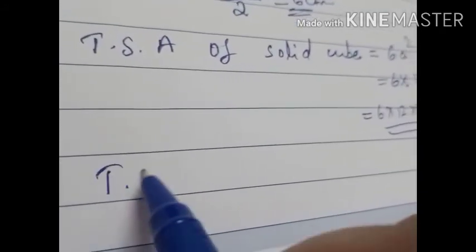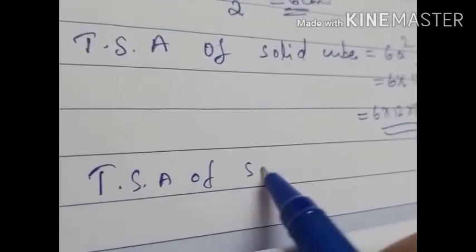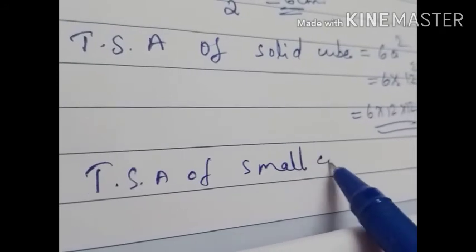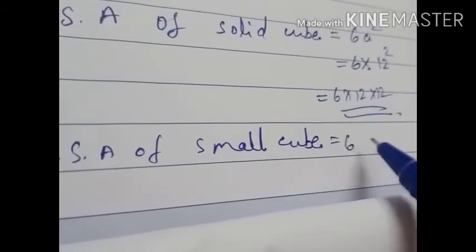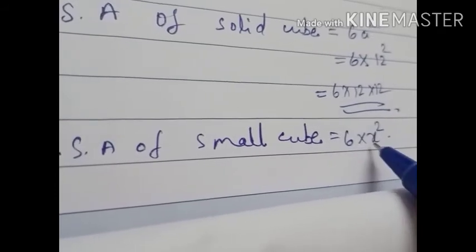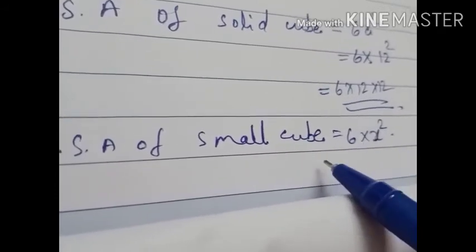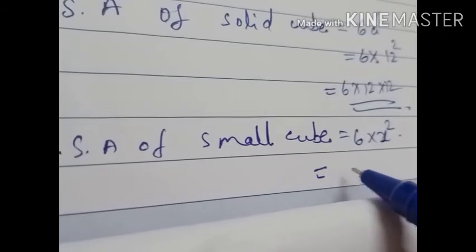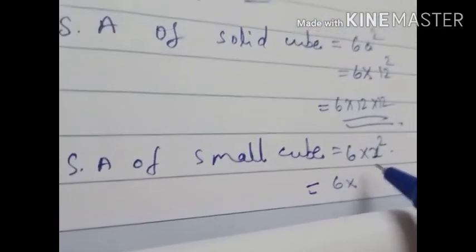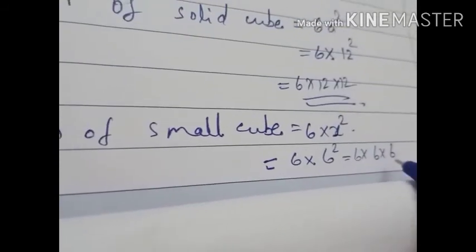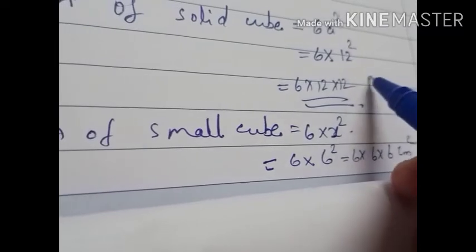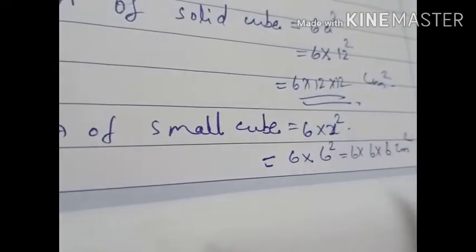Next we have to find the TSA of the small cube with edge x. So its surface area is 6 into x square. Here, in the place of a, x. So we have to substitute the value. What is a that we got? That is 6. So 6 into 6 square, that is 6 into 6 into 6 centimeter square. Here also it will be centimeter square.